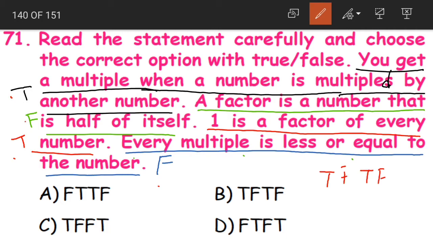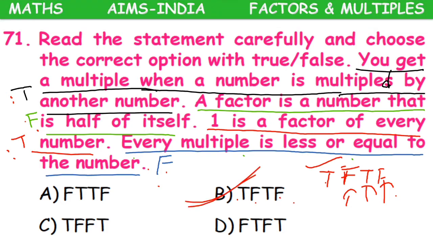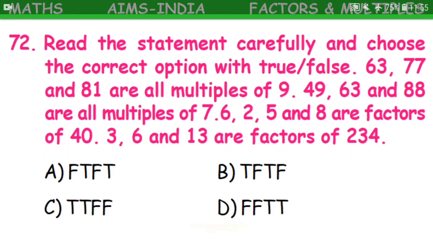And children, while writing this, try to write in the same order. See, the first one should be the true or false for the first statement. Second one should be for the second one. Third one should belong to the third one. And fourth letter here should belong to the fourth statement. Okay. Option B, true, false becomes our correct answer.